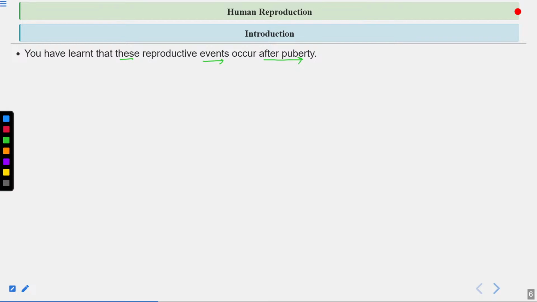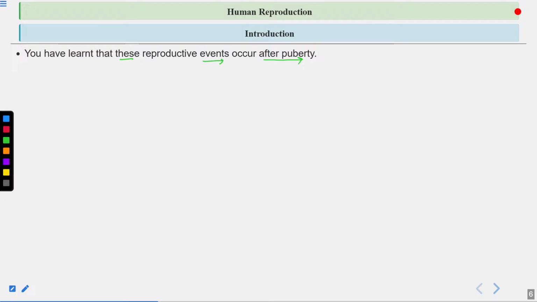So puberty is a process, or it is the time of life where a lot of hormonal changes and morphological changes occur. When the person attains puberty, the person becomes sexually active. Here, a lot of hormones are synthesized. These hormones lead to the development of secondary sexual characteristics.